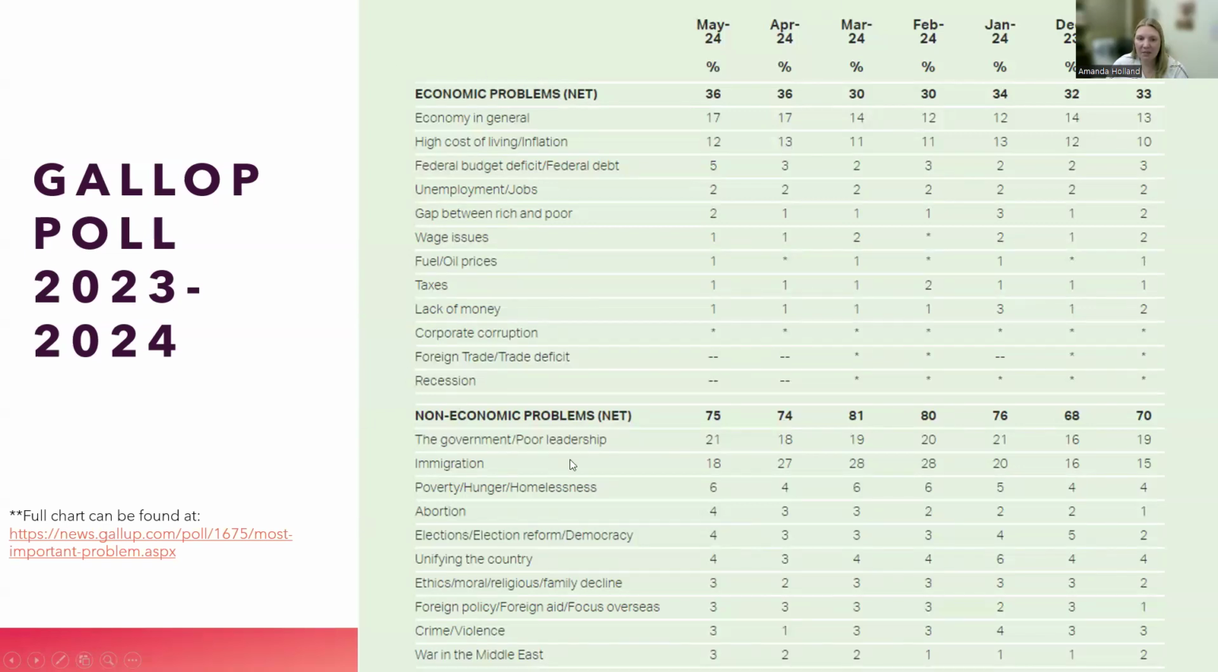And if you pop down to the bottom, we see our non-economic problems. We're really worried about the government or leadership, and that can be defined in a multitude of ways. I'm not sure how it's defined on here. Immigration is also one that we're very concerned about, but look at this. The number's actually gone down from April, March, and February of this year. We're worried about poverty, hunger, and homelessness. Abortion is pretty common right now. The elections, unifying the country, ethics, all of these things. This is just the short list, and there's more to it. If you click on the link in the corner, you can see what people are most worried about in the country right now.